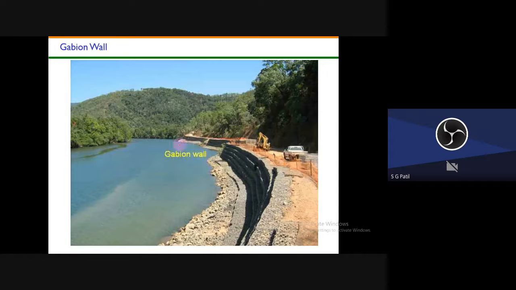Another example of a retaining wall is gabion walls. Usually we use these gabion walls on river banks to avoid erosion during monsoon. The river will overflow here, so to avoid any damage to the infrastructure, we have to build gabion walls. This is also a retaining wall because it is retaining the soil on this side.